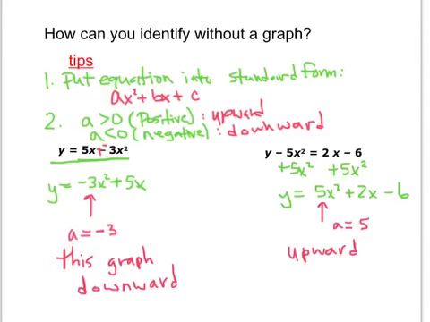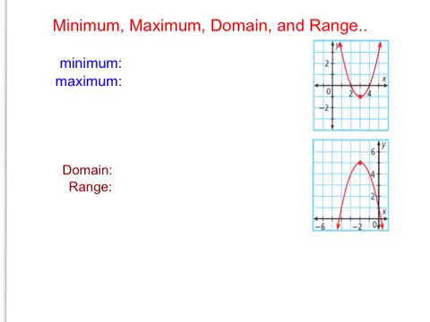Now, we'll talk at some point about how we can actually find the vertex and the minimum and maximum, but right now we're just going to do that graphically. Now the last thing that we're going to talk about is minimum, maximum, domain, and range. So hopefully we have an idea of what minimum and maximum are right now, and then we have domain and range. So the first thing that we're going to discuss here is minimum and maximum.